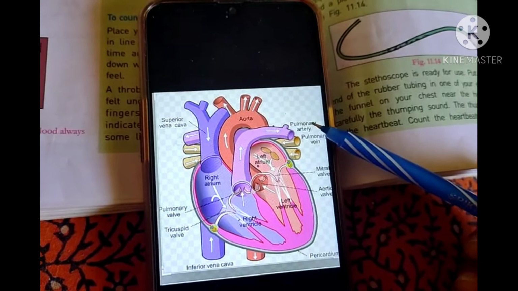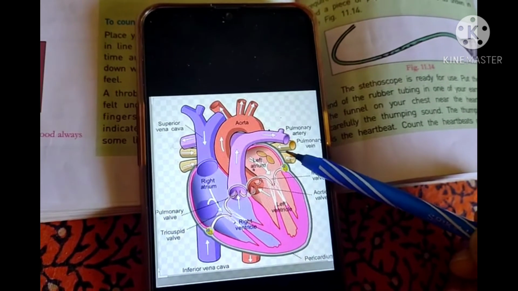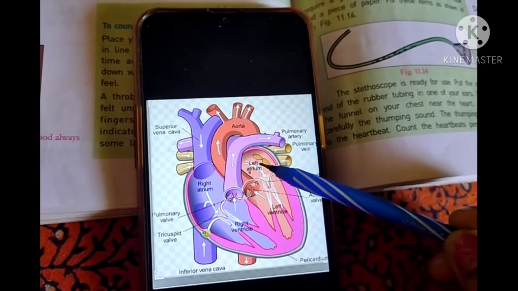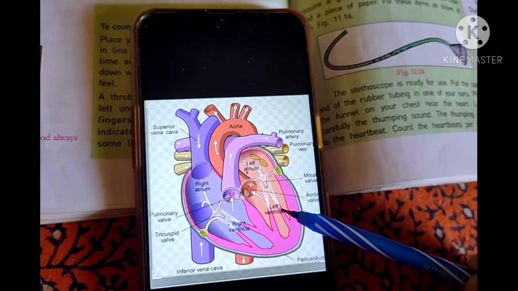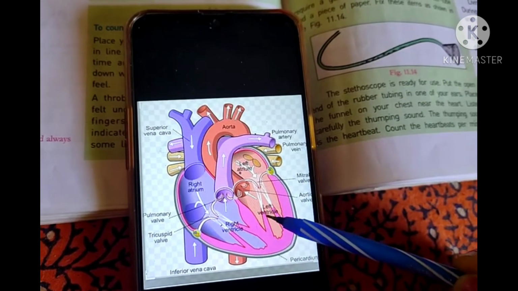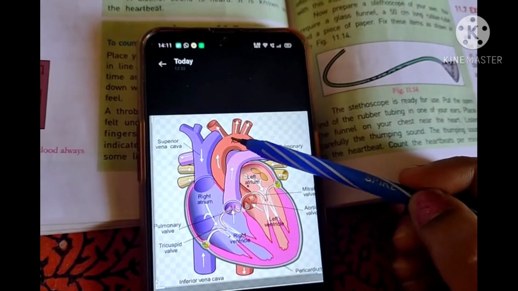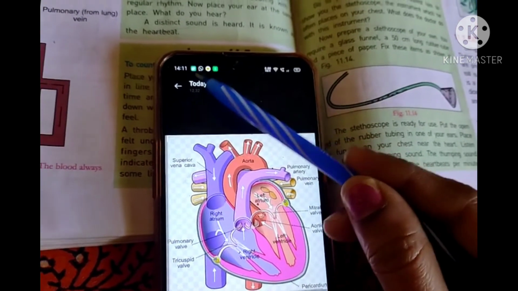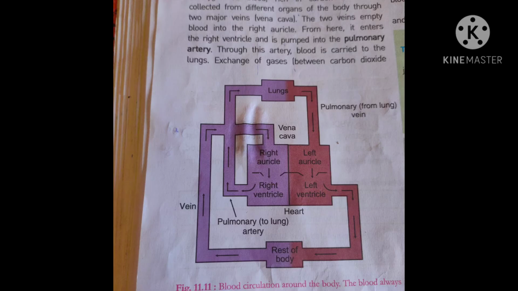Now from the lungs, the oxygen rich blood enters through the pulmonary vein and reaches the left atrium. Now the left atrium contracts and the oxygen rich blood enters the left ventricle, and the left ventricle contracts and the oxygen rich blood enters into the aorta. From the aorta, it is distributed or transported to all parts of the body with the help of arteries.